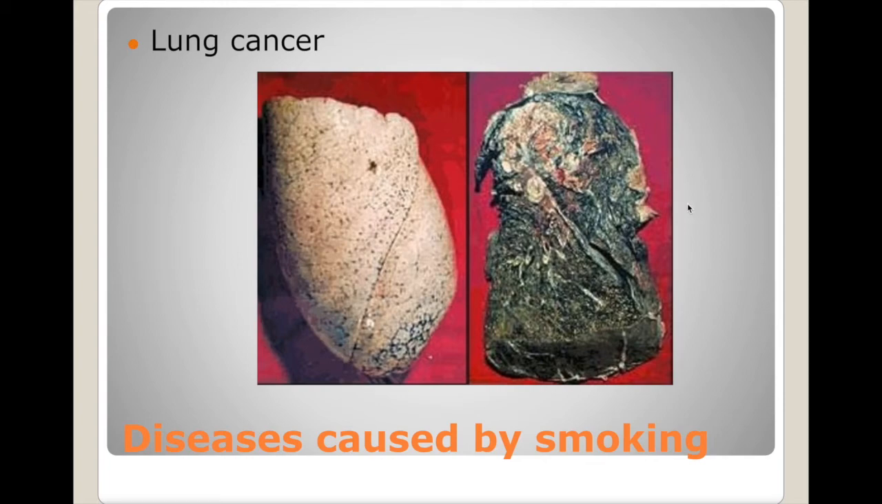Lung cancer. Cancer is basically uncontrolled cell division, where cells are developing in an area of the body that don't match the other cells. So basically that's where a tumor comes from. It's like a clump of cells that don't match the other cells. So this is obviously your healthy lung on the left here, and this is your lung cancer lung on the right.